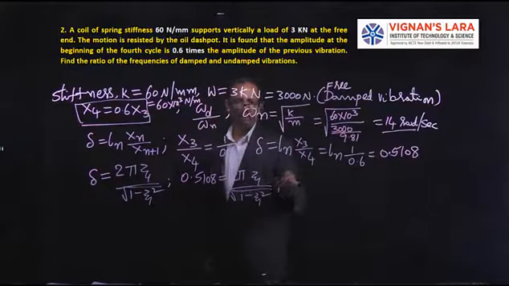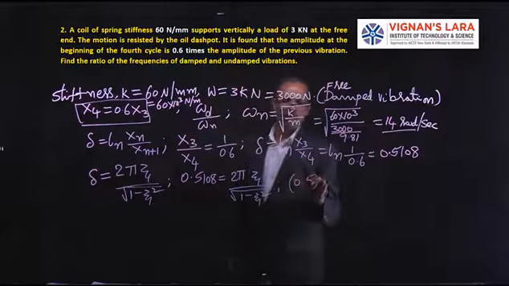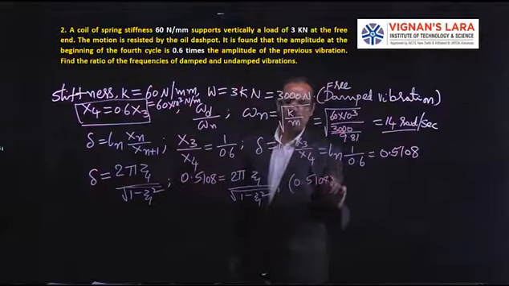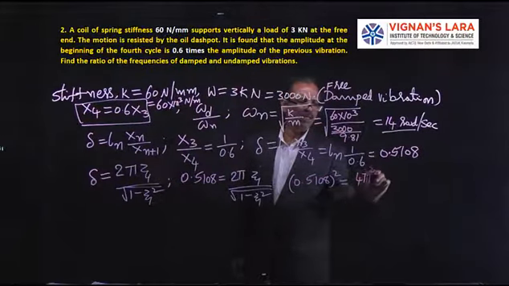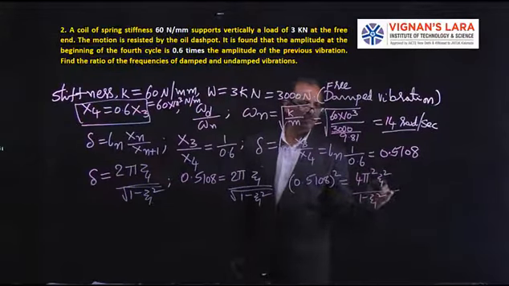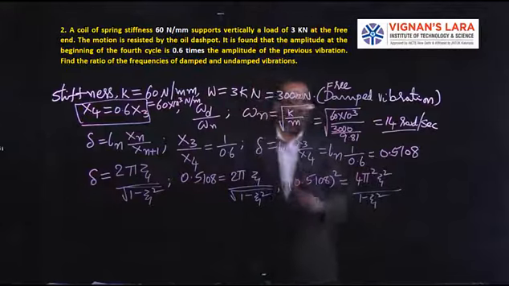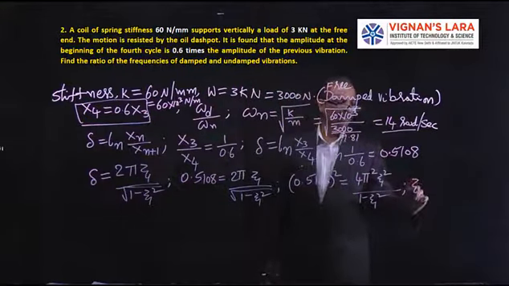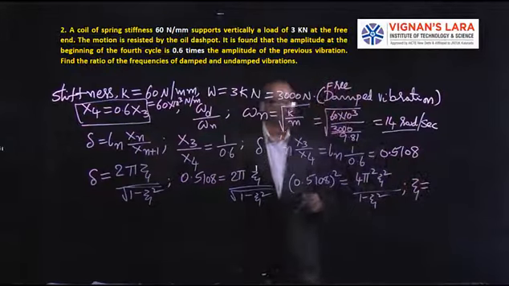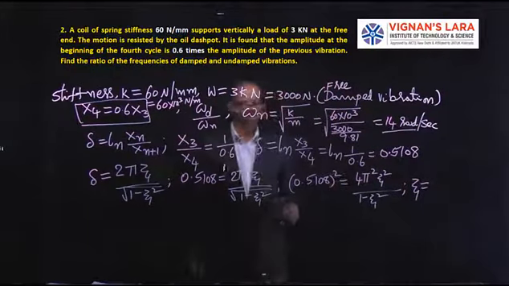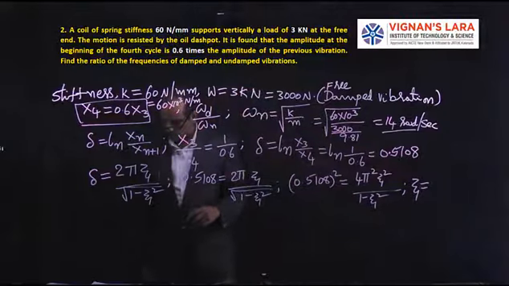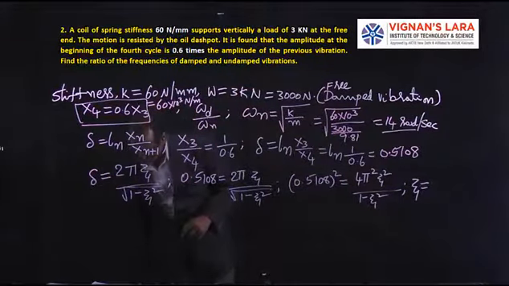Then squaring both sides, 0.5108 whole square is equal to 4 pi square zeta square by 1 minus zeta square. Then arrange the terms and equate to 0. So then you get the value of zeta, and zeta is obtained as 0.081.